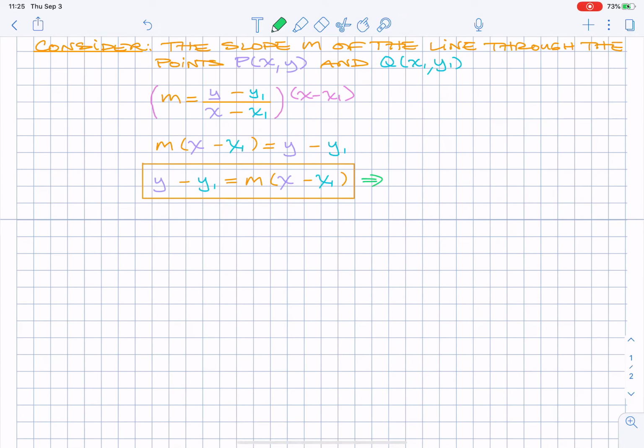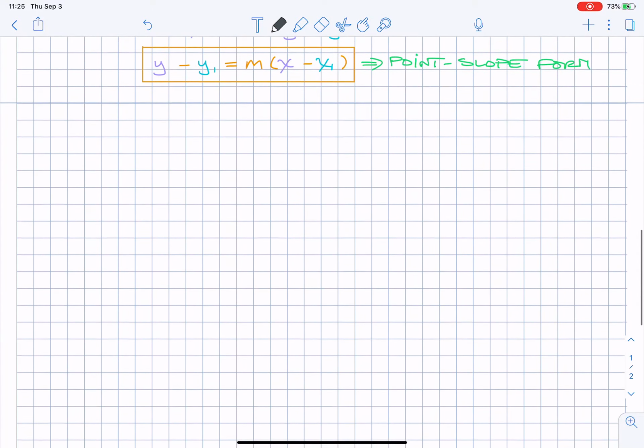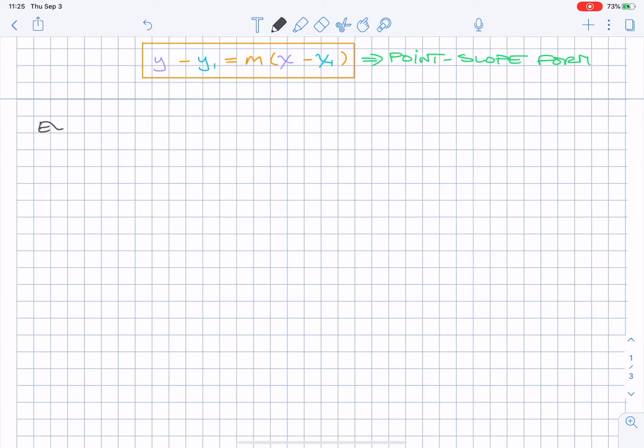Okay, so this is the point-slope form of a line. And that point-slope form comes directly from the equation for the slope. Okay, so for example, let's do an example now.